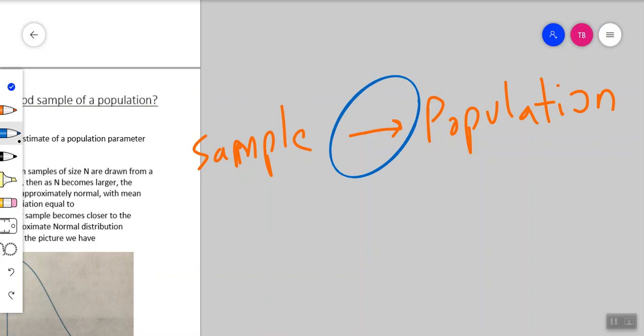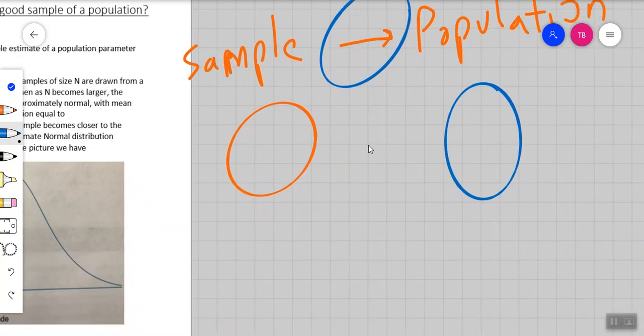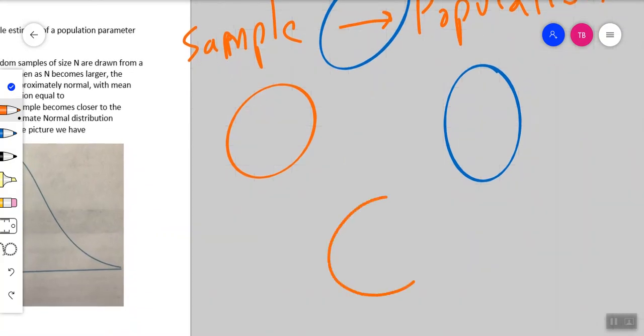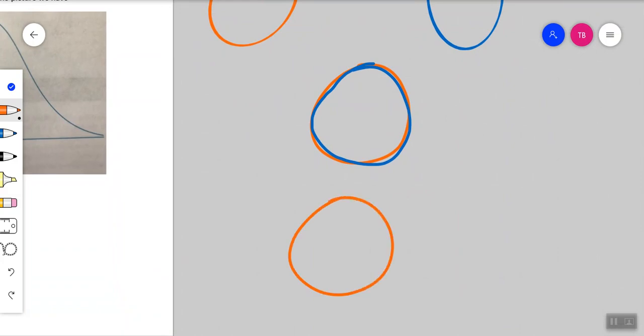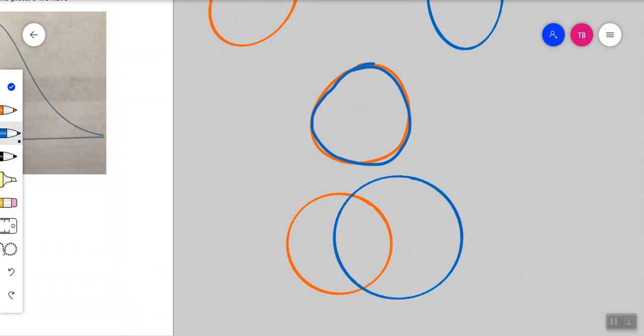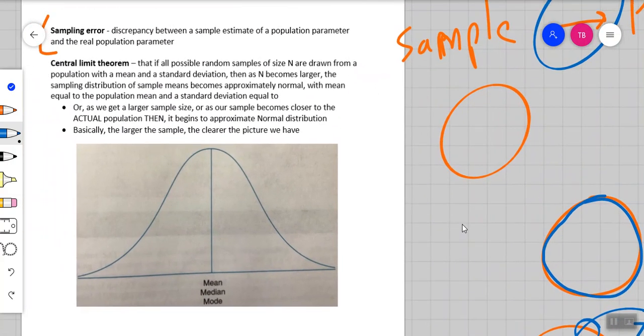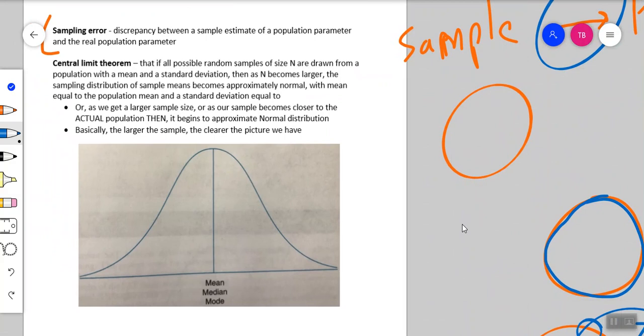The closer these line up on top of each other, so let's say the sample is an orange circle and the population is a blue circle, a good sample would almost line up perfectly on top of each other. A bad sample would maybe be something more like this, where they overlap a little bit, but there are big areas that are not matching. So the basic idea is you want your sample to overlap as much as possible with your population. When that doesn't happen, the amount that doesn't is your error: the discrepancy between sample estimate and population.